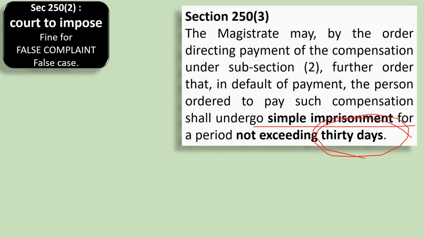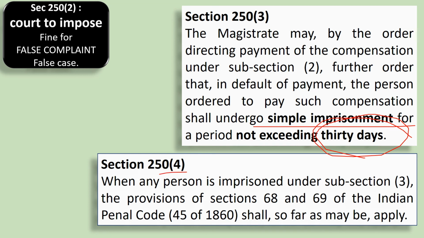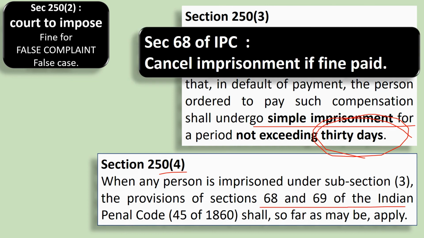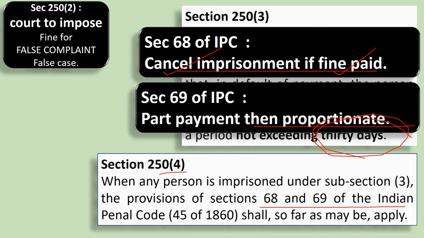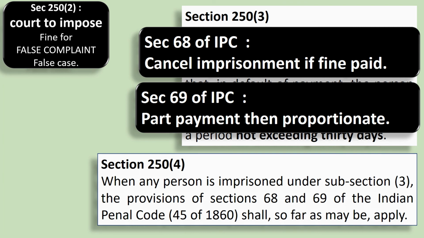And subsection 4 says, if the person refuses to pay the fine or does not pay the fine and punishment of imprisonment is imposed, then section 68 and 69 of IPC will also apply. 68 of IPC says imprisonment will be cancelled if he pays the fine. See, magistrate imposed imprisonment for not depositing the fine, if the person deposits the fine later on, section 68 of IPC says to cancel the imprisonment if the fine is paid. And section 69 of IPC says if part fine is paid, then proportionate imprisonment shall be removed.